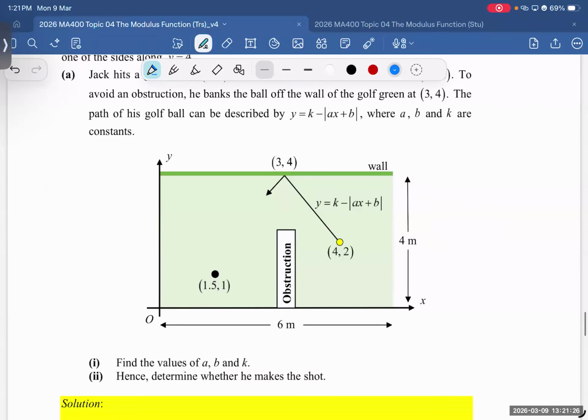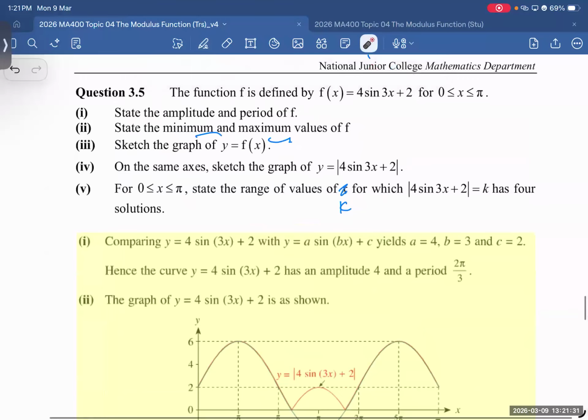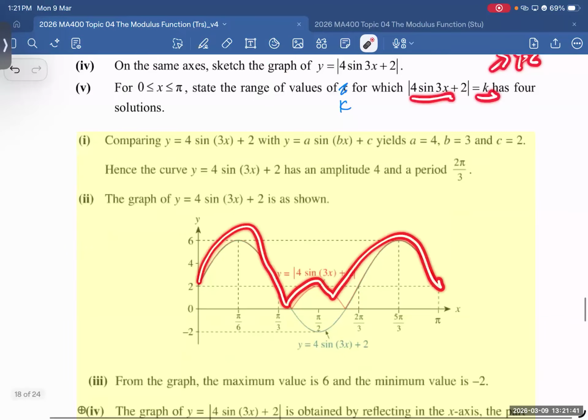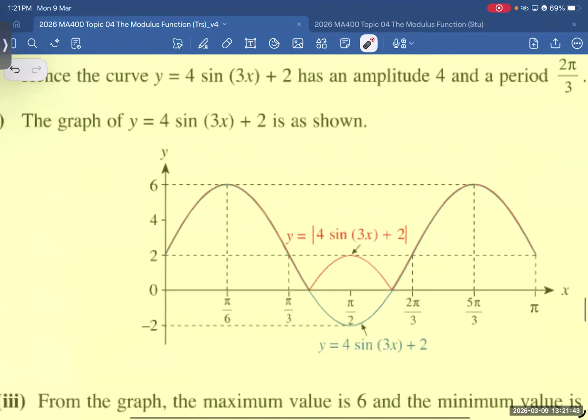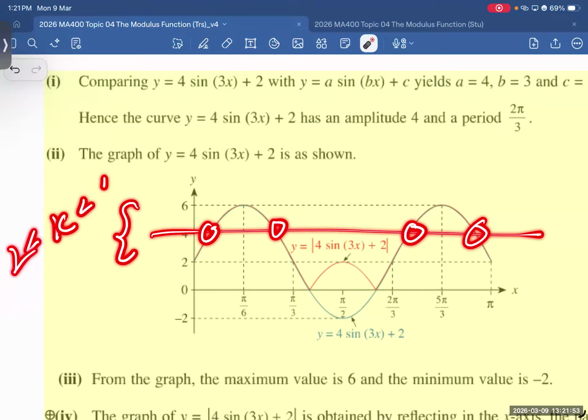Now you see this graph. This is the first graph. The second graph is y equals k. So imagine y equals k is somewhere here. Can you see I will cut 1, 2, 3, 4, 4 times? So if k is between 2 and 6, I can cut 4 times.